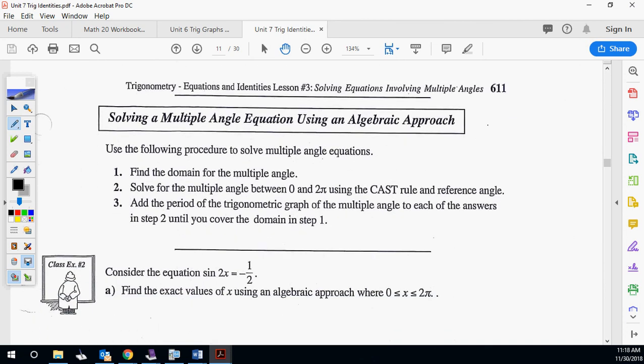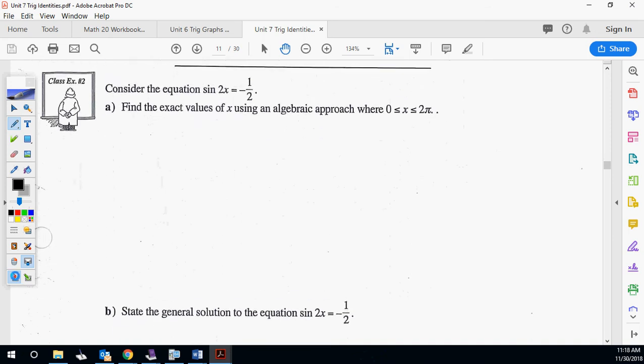Okay, so solving multiple angle equations. Let's do some examples now. Okay, it's got 2 example sets and we're done. Okay, solving multiple angle equations using an algebraic approach. Following steps we can go with. Find the domain of the multiple angle. So what's our domain that we're going with? Solve for multiple angles between 0 and 2 pi with the CAST rule as your reference, so knowing if we're positive or we're negative. Add the period of the trig graph of the multiple angle to each answer in step 2 until you cover the domain in step 1. That's what they're talking about.